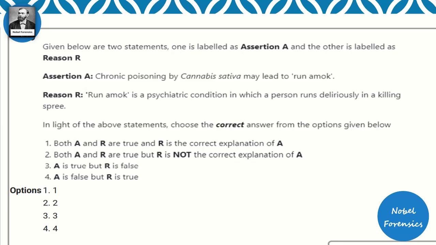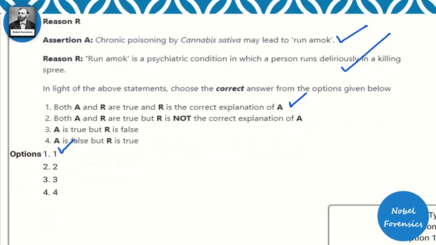Yes, cannabis sativa's active principle is delta 9 THC, delta 9 tetrahydrocannabinol. It leads to run amok. Run amok is a psychiatric condition in which a person runs deliriously in a killing spree. Both A and R are true, and R is the correct explanation of A. So option 1 is correct.